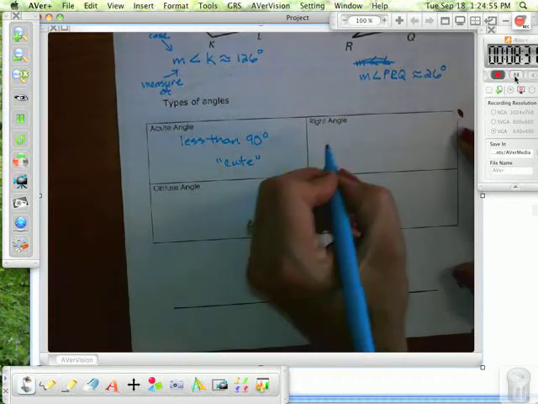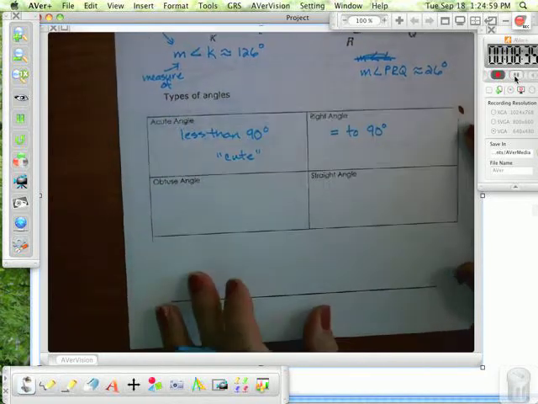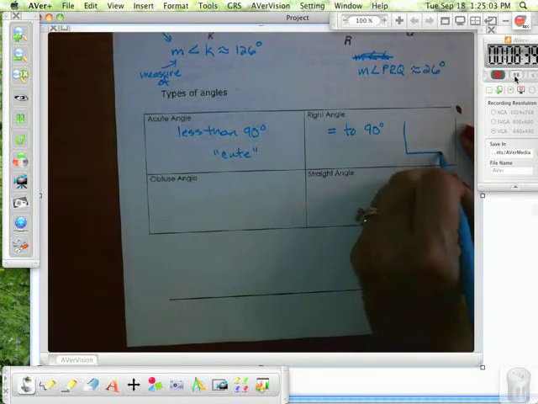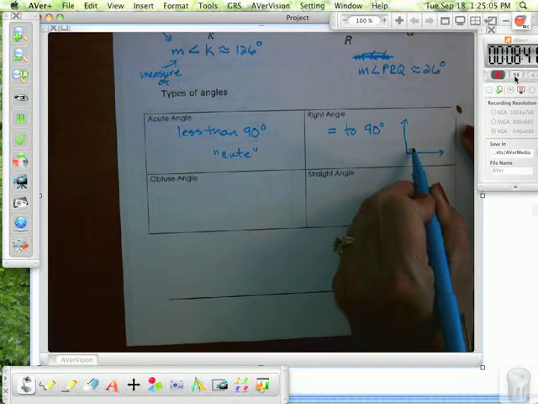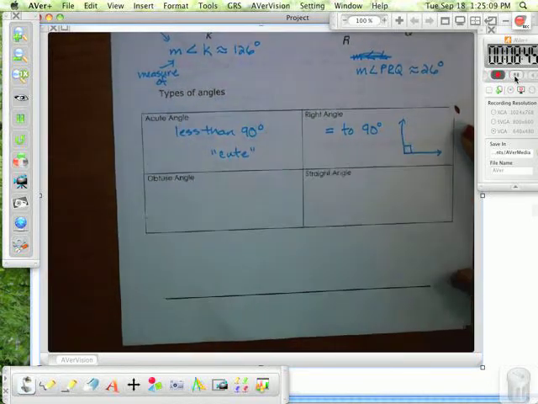Yep, is equal to 90 degrees. And if you have two rays that come together and it's a right angle, what do they show you here in the middle? The square. That means 90 degrees.